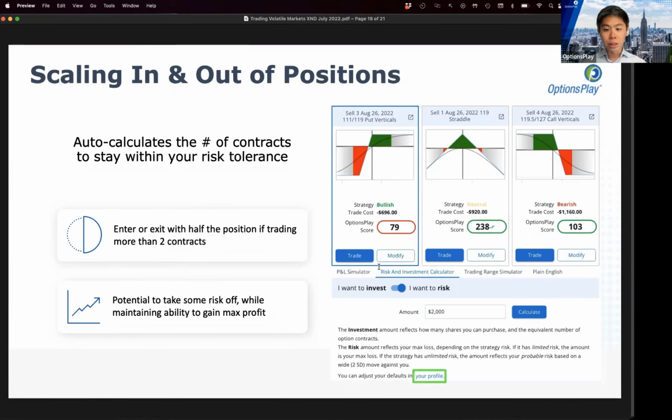You can go to the risk and investment calculator, and there is a button here at the bottom that says adjust your defaults in your portfolio. I see a lot of yeses. And for those of you that are saying that you've never used it, go into your profile, set your settings right now, and make sure that you click on that calculate button and help you stay in your lane, and that's going to help you prevent account blowups.